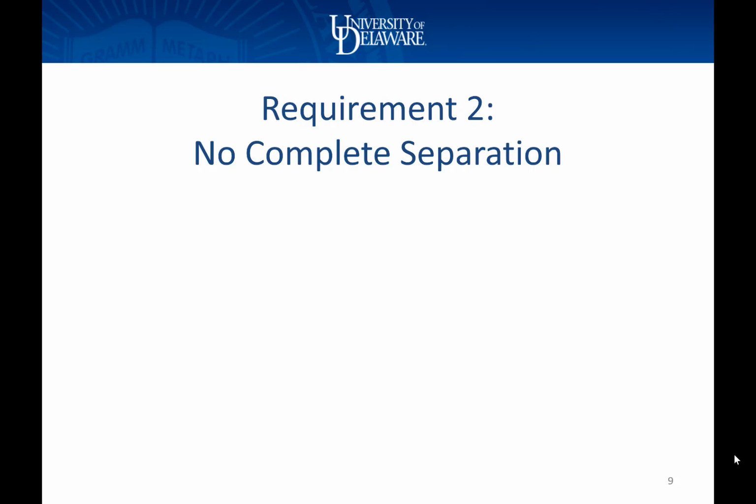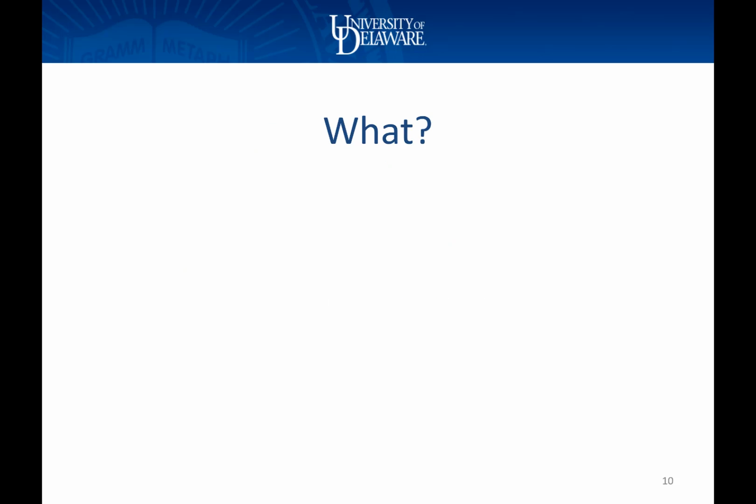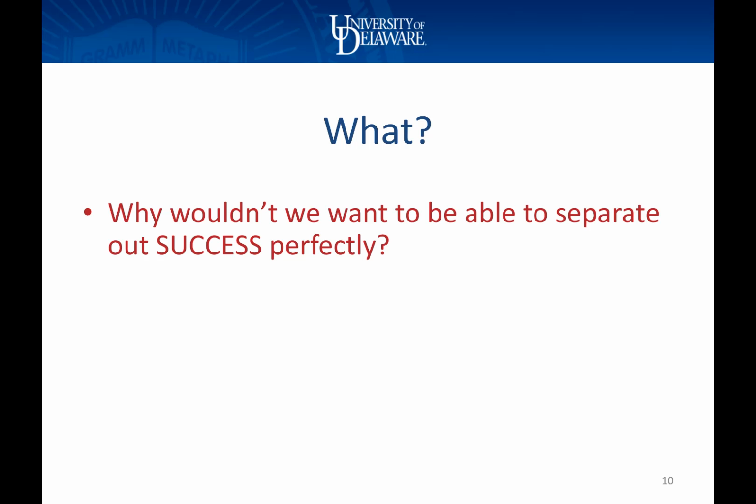The second requirement of logistic regression is that we have no complete separation. Complete separation occurs when one or more variables classifies the observations into successes and failures perfectly. And I don't want that. Why don't I want that? Why wouldn't I want perfect classification of successes and failures? I definitely want to be able to predict them with extreme accuracy. So perfect prediction seems like it would be a good thing.